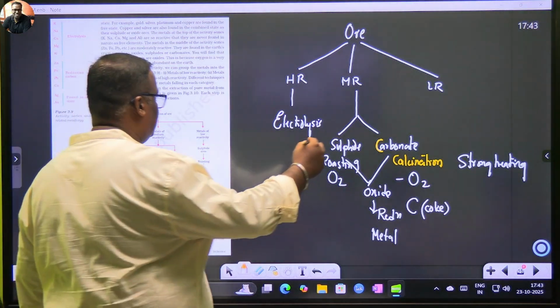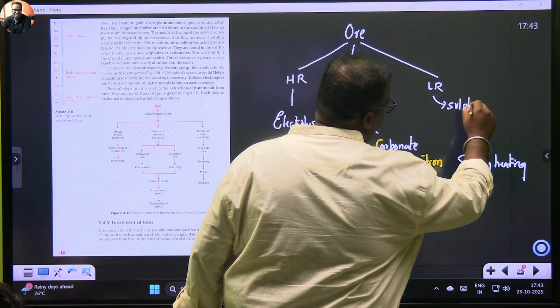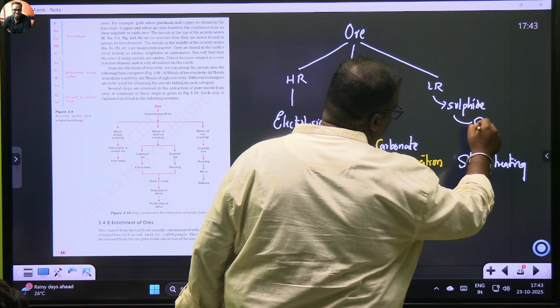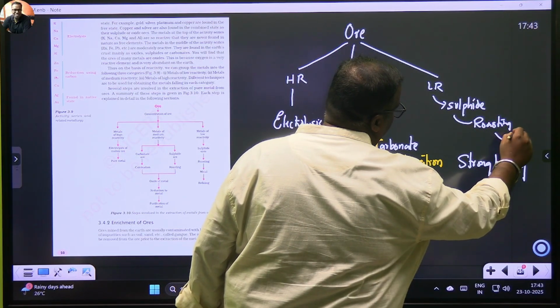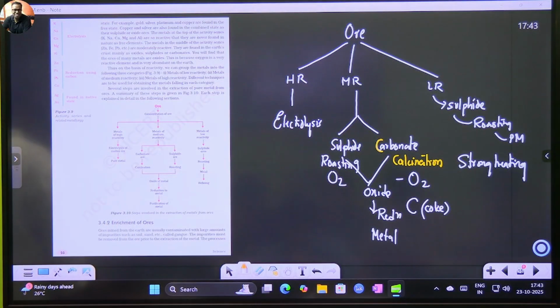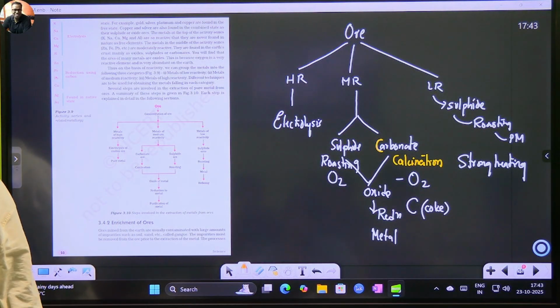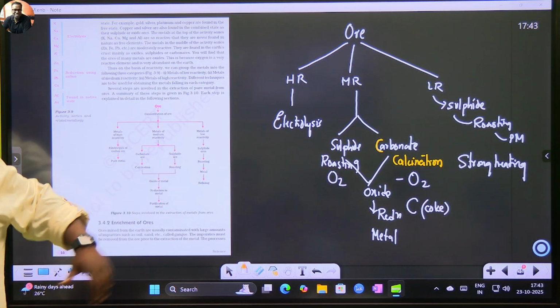In low reactivity, in our syllabus, we will just see sulfide. Sulfide means straight away roasting, and straight away you get your pure metal. Are we fine? And then further, we also see some electrolytic refining of copper. It is in the 10th syllabus, and it is in 8th as well, electrolytic refining. Remember this, there will be a lot of questions on it in case-based studies.